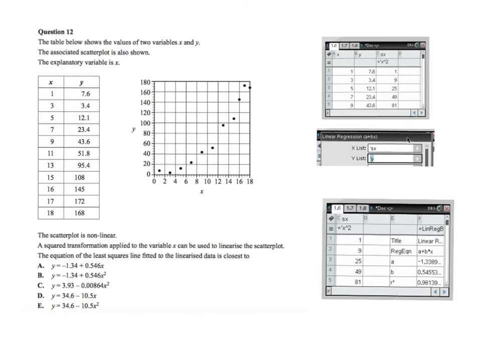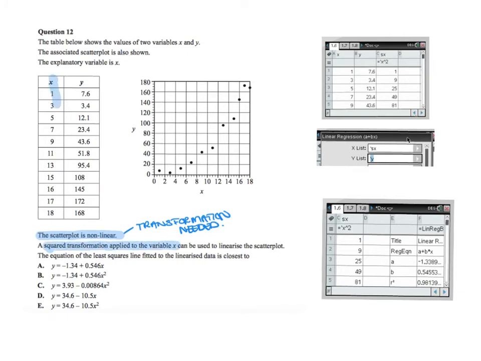Okay, here we have another example of transformation. So the table below, they've given us x and y and shown us on the scatter plot. They mention here that the scatter plot is non-linear. So if it's non-linear, a transformation is going to have to happen. So as I said, in exams, they generally tell you which one they're going to do, and they've said here a squared is applied to the x variable.